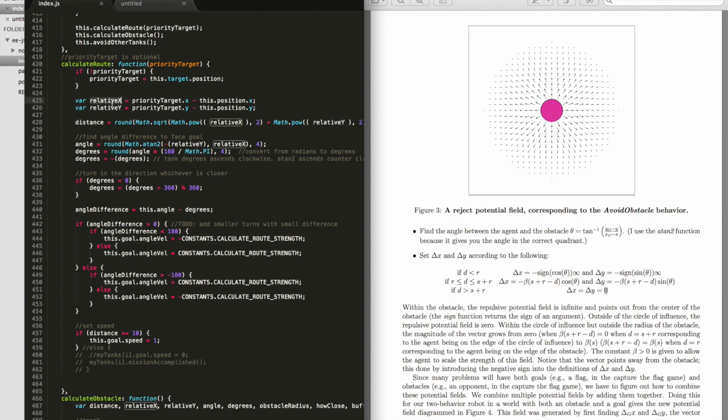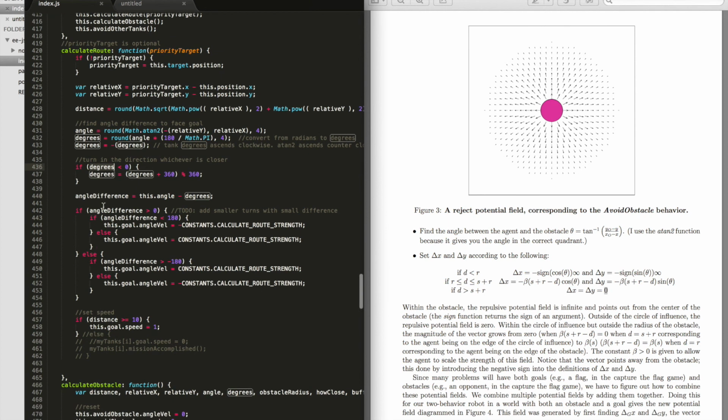So similarly we find the relative x and the relative y, and we calculate the distance, same as I already went through. And then we find the angle, and then we convert the radians to degrees, and then we negate the degrees, and then we change it to be from 0 to 360, and then we find the difference. And again, if the difference is greater than 0 but less than 180, we change the angle velocity to be whatever this constant value is. And so on and so forth. You can see the logic here pretty simply.